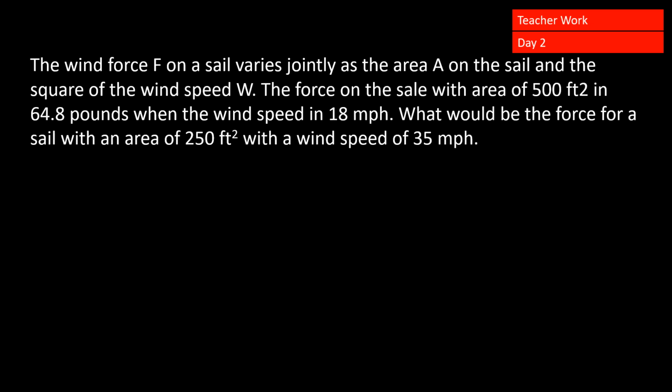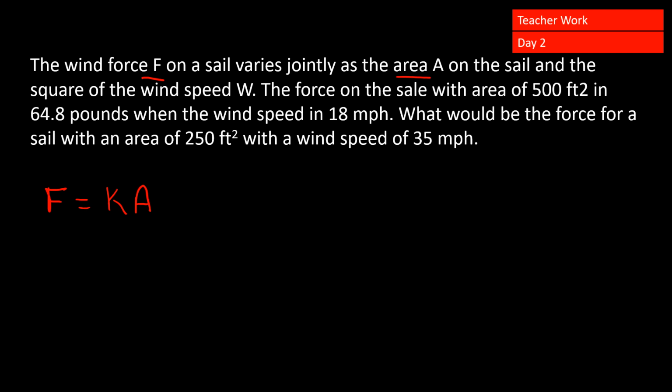And our last set of questions for the day says, the wind force F of a sail varies jointly. Okay, so we have F. It's going to equal some K, right? We already start writing our constant of variation. And it says jointly with the area A of a sail. So we're going to have times A.